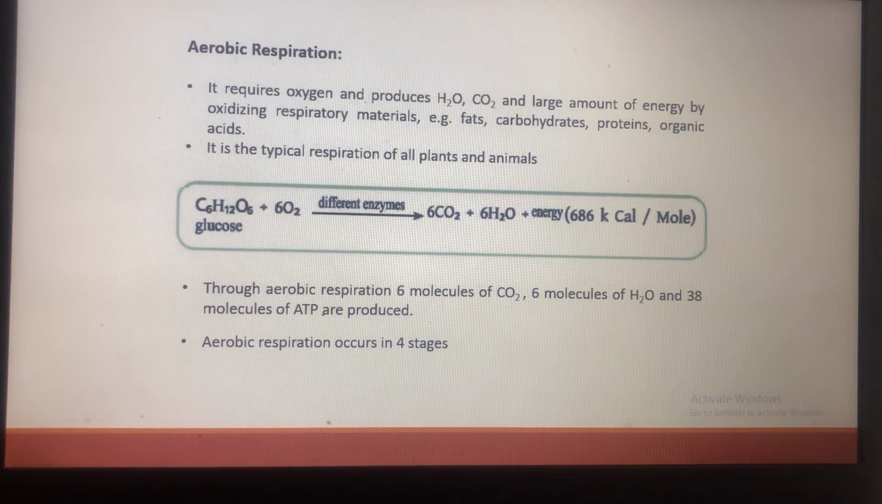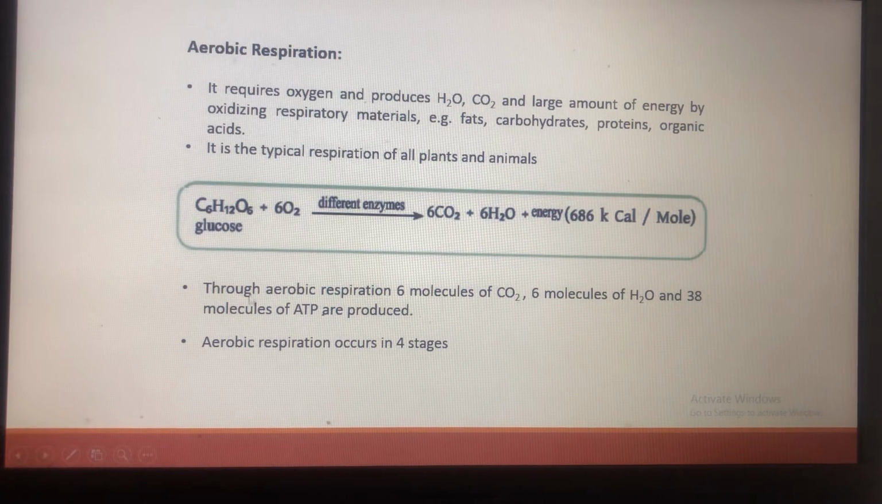Here is a reaction given where you can see the glucose that was produced during photosynthesis, right? So one molecule of glucose gets oxidized by 6 molecules of oxygen in the presence of different enzymes, and thus produces 6 molecules of carbon dioxide, 6 molecules of water, and 686 kilocalorie energy, which is equivalent to 38 molecules of ATP.